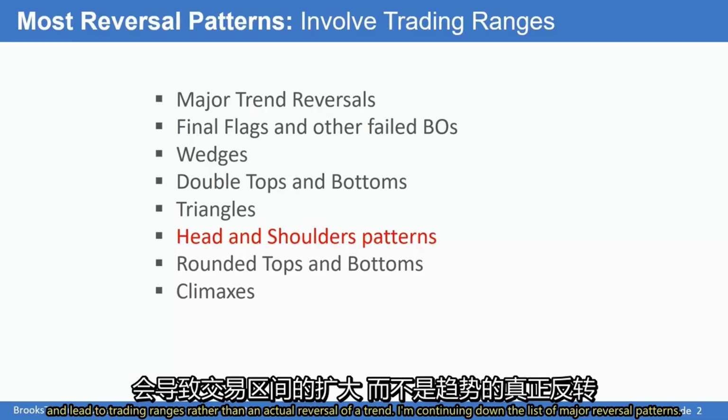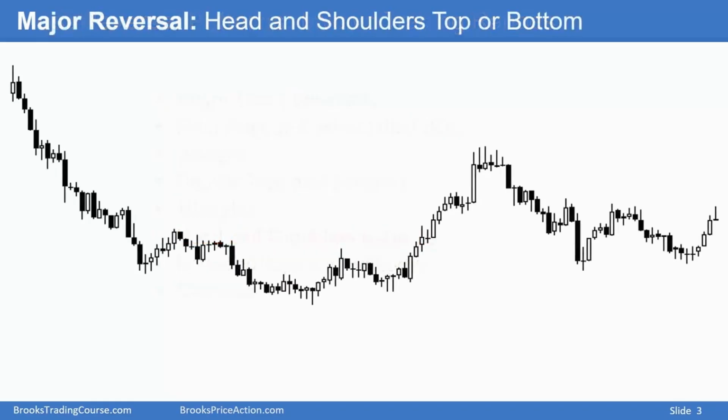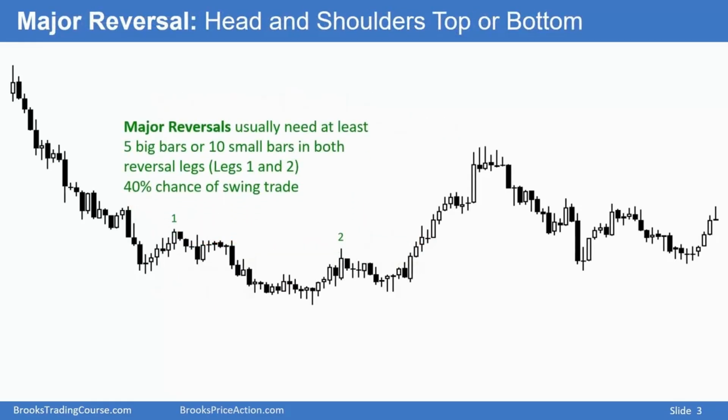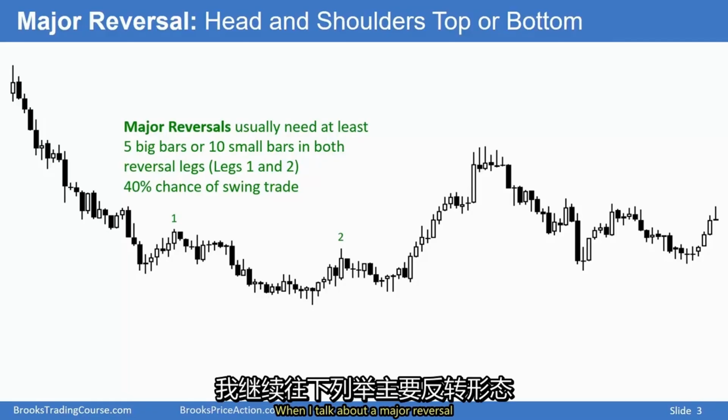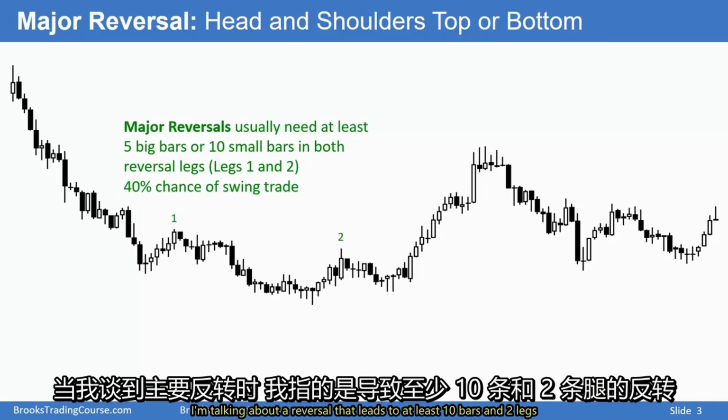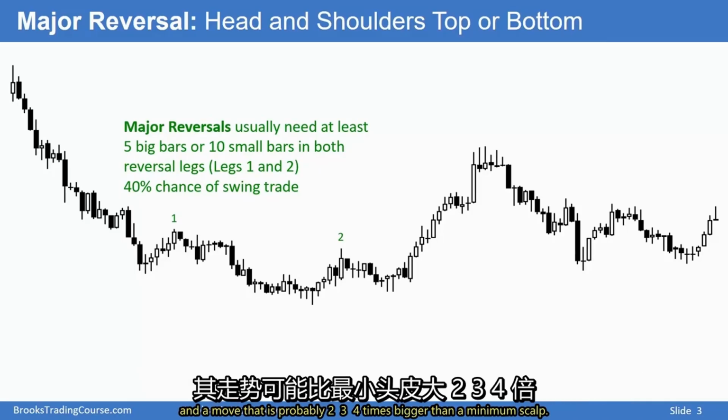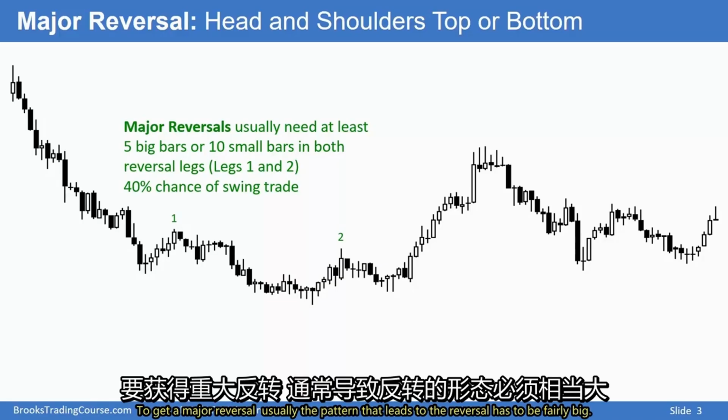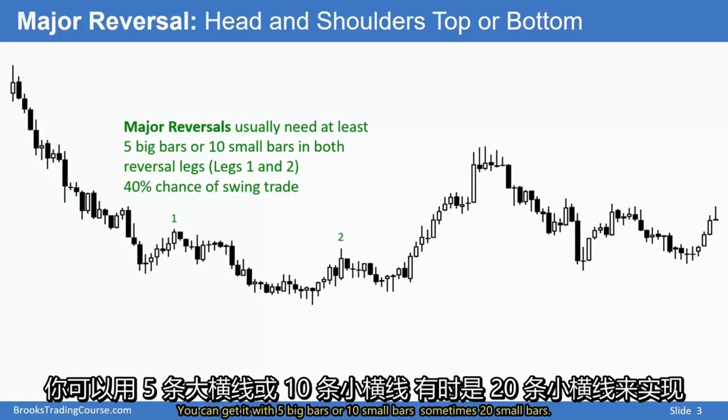I'm continuing down the list of major reversal patterns. When I talk about a major reversal, I'm talking about a reversal that leads to at least 10 bars and 2 legs, and a move that is probably 2, 3, 4 times bigger than a minimum scalp. To get a major reversal, usually the pattern that leads to the reversal has to be fairly big. You can get it with 5 big bars or 10 small bars, sometimes 20 small bars.